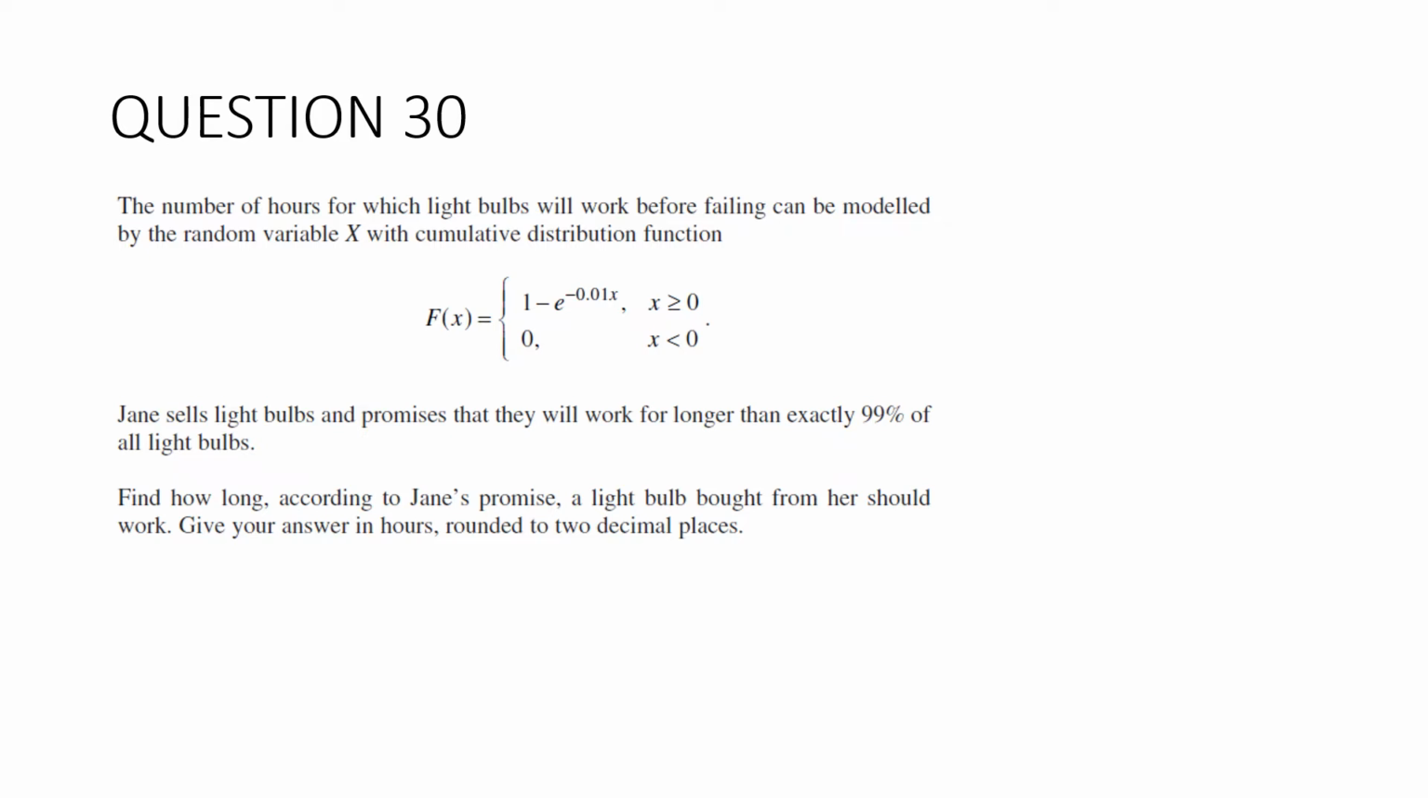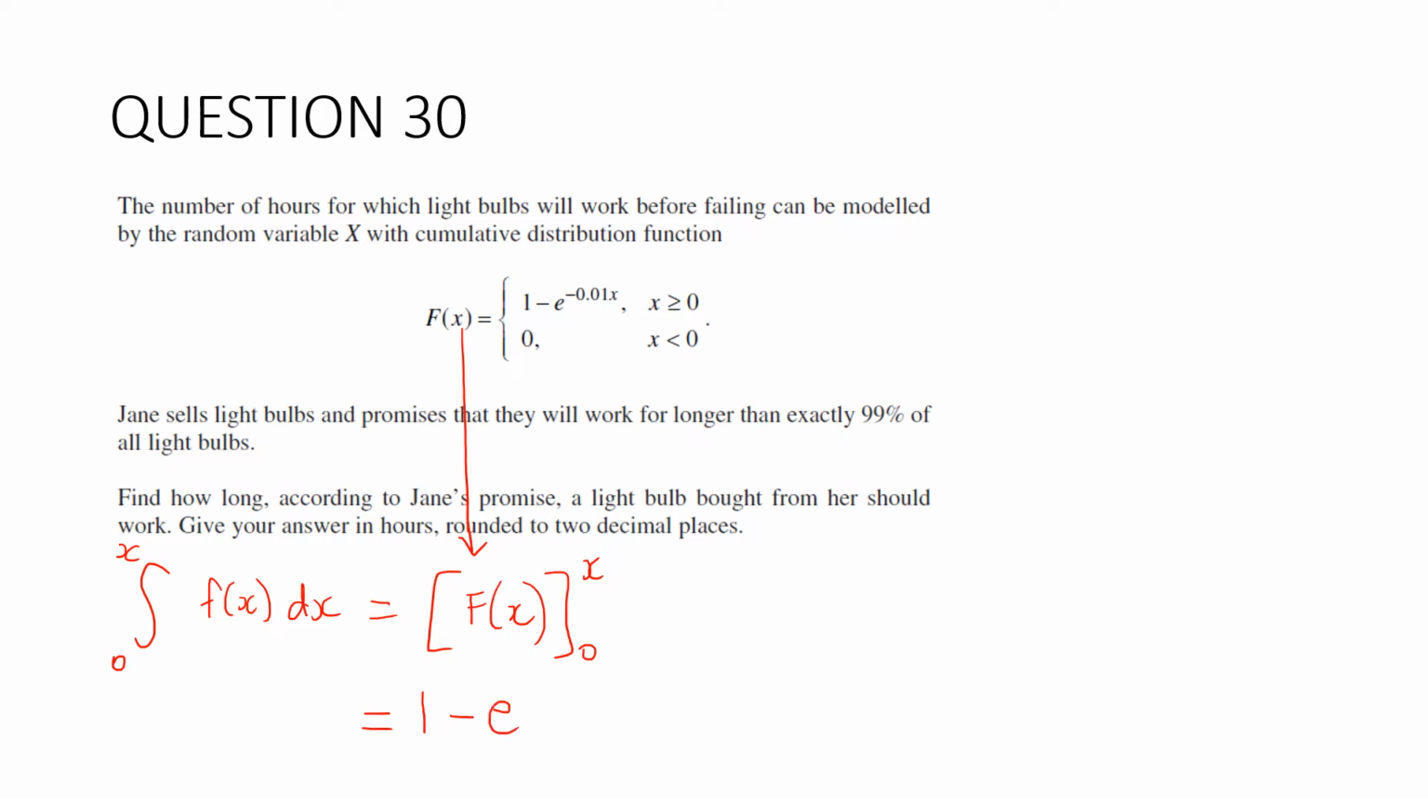Now, we're going to need to work out the 99th percentile. And remember, we do this by working out the integral from 0 up to x of lowercase f of x dx, and that's equal to this. And we've already got this. So this is actually going to be equal to 1 take away e to the negative 0.01x. So all we need to do is solve this equation. 1 minus e to the negative 0.01x is equal to 0.99. So 1 take away 0.99 is equal to e to the negative 0.01x.